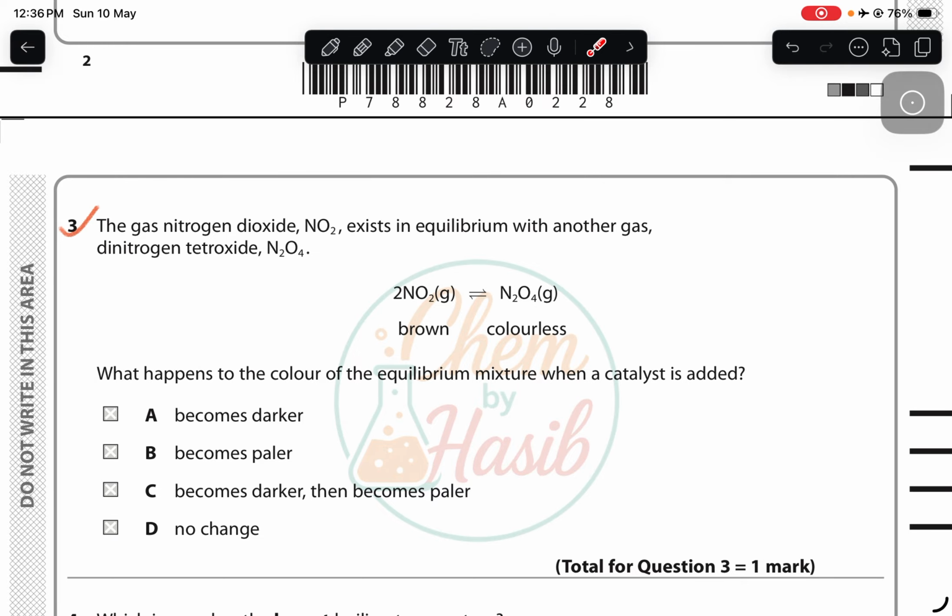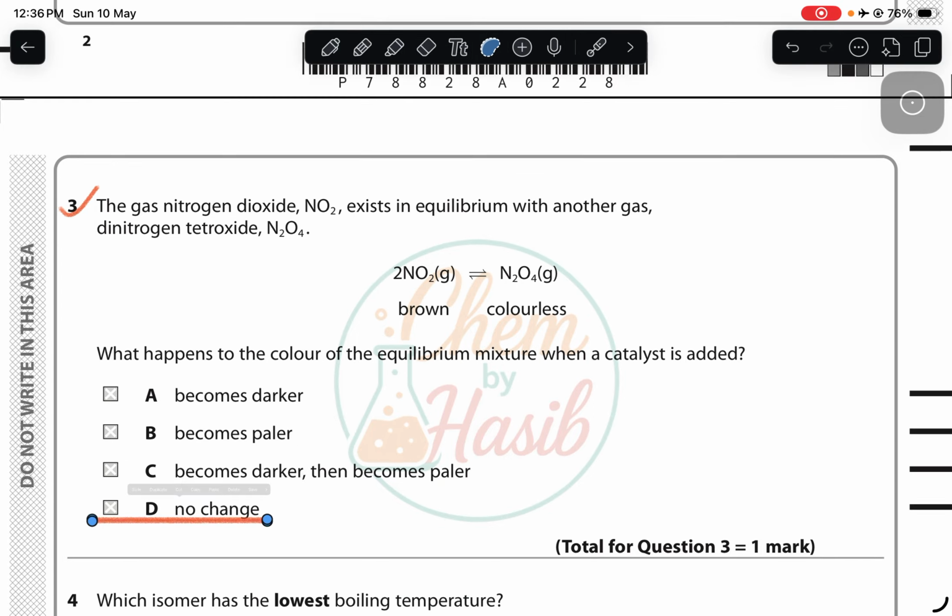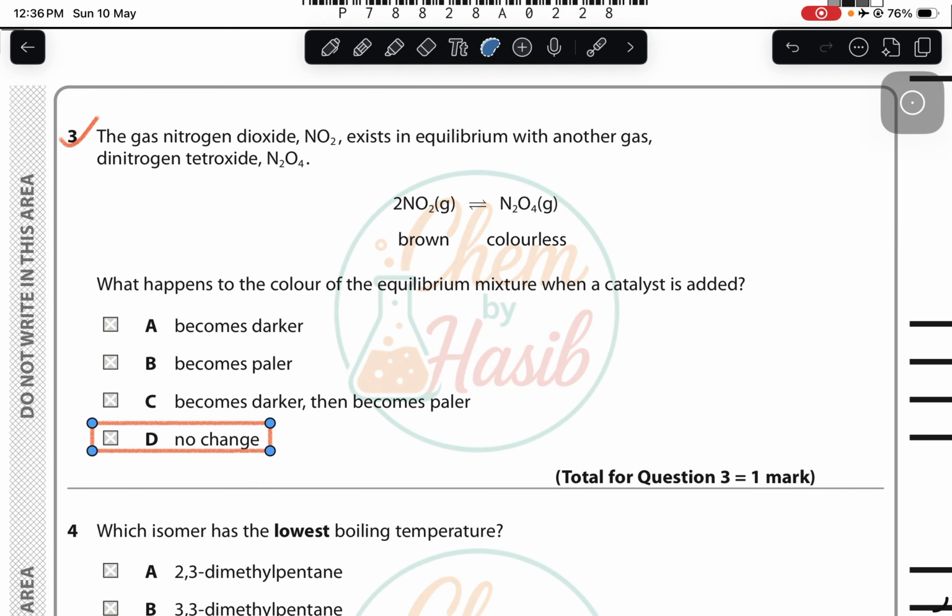The position of equilibrium doesn't shift anywhere. If you add a catalyst, the equilibrium position is not affected, and that is why there won't be any color change, right? So the answer to question number 3 would be D. That there is no change because the catalyst doesn't affect the position of the equilibrium.